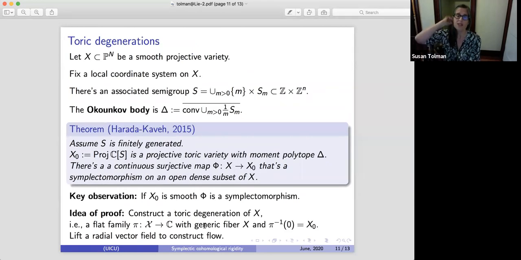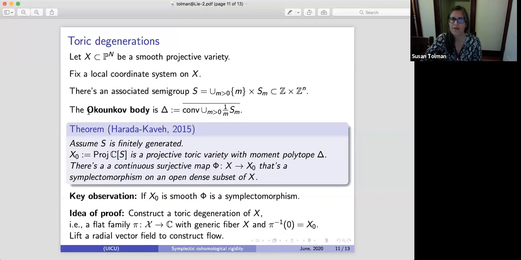The main tool is toric degenerations. I'll go through this slide fairly quickly because we've talked about it before. Let X inside P^n be any smooth projective variety, and I want to fix a local coordinate system on X. So I want to identify a neighborhood of some point with C^n, where little n is the dimension of my manifold. You may have seen in other talks this afternoon people talk about valuations; this is one way of getting valuations, but it's pretty general. Once you do this, you can define an associated semigroup. All I want to think about is that it's a semigroup inside Z cross Z^n, and I think of it as the union over m greater than 0 of m cross S_m, so S_m is the layer of this semigroup at level m.